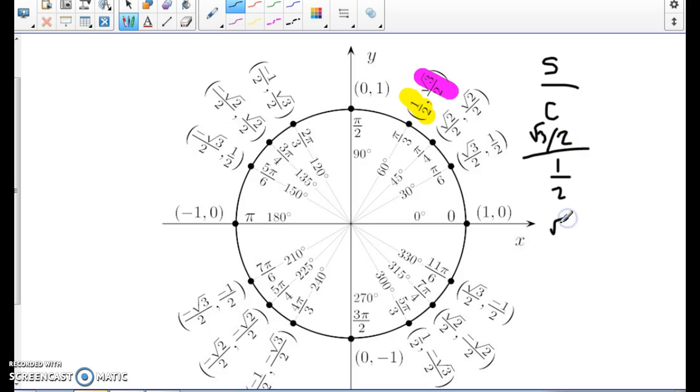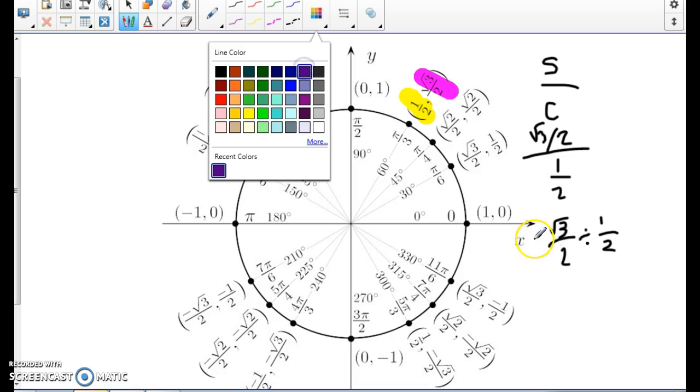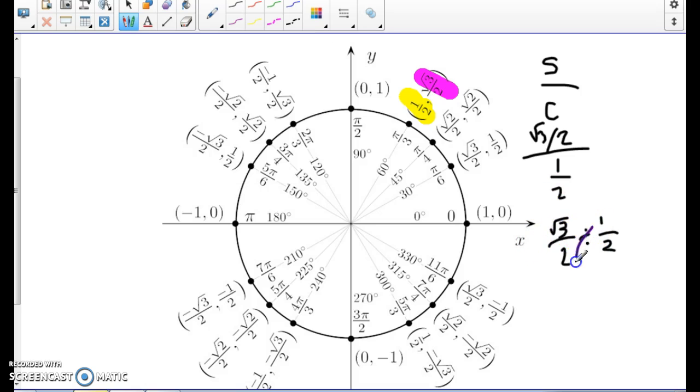When you write it sideways, you get square root of 3 divided by 1/2, and then now you're going to multiply by the reciprocal. So you're going to change that to a times 2 over 1. Then you get square root of 3 over 1, which is the square root of 3. And that would be the tangent value for this angle.